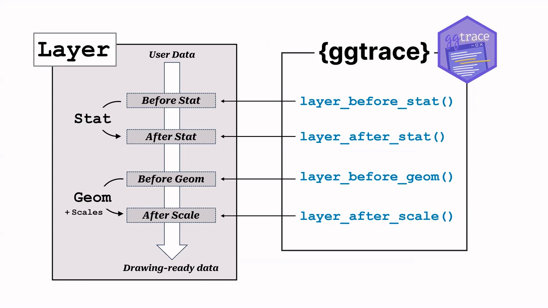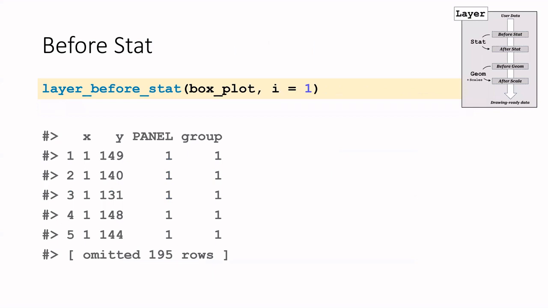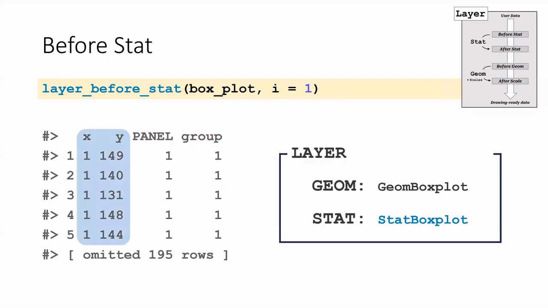And for the sake of time, I'm actually going to skip the after scale stage, but it follows a similar logic, and I talk more about it in my paper. So in the layer pipeline, the first sublayer stage we care about is the before stat stage. And this is the point in the internals where the initial aesthetic mappings are applied. So we now have columns in the layer data named after the actual aesthetics like X and Y. And these other columns just track which observations belong together in a box plot.